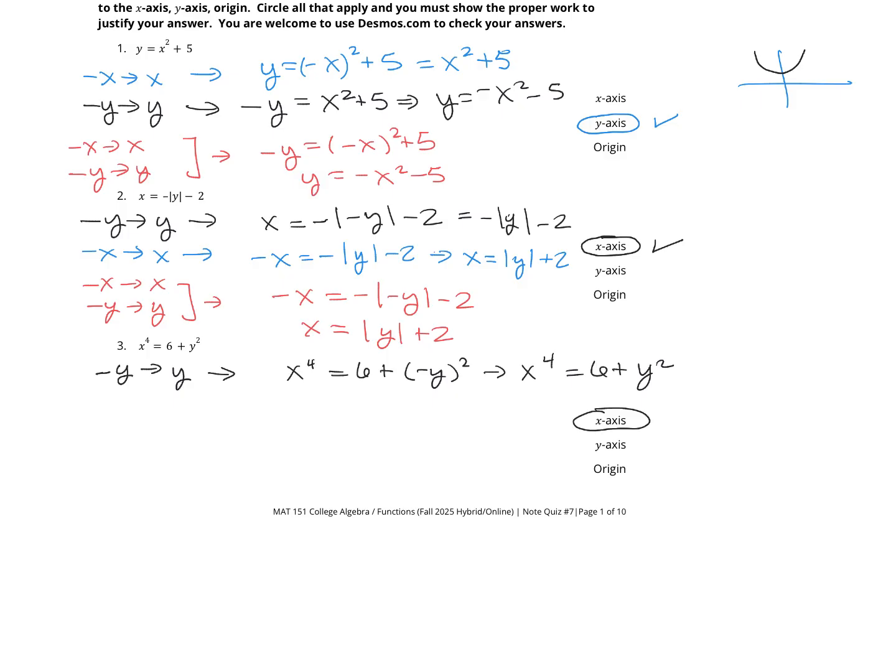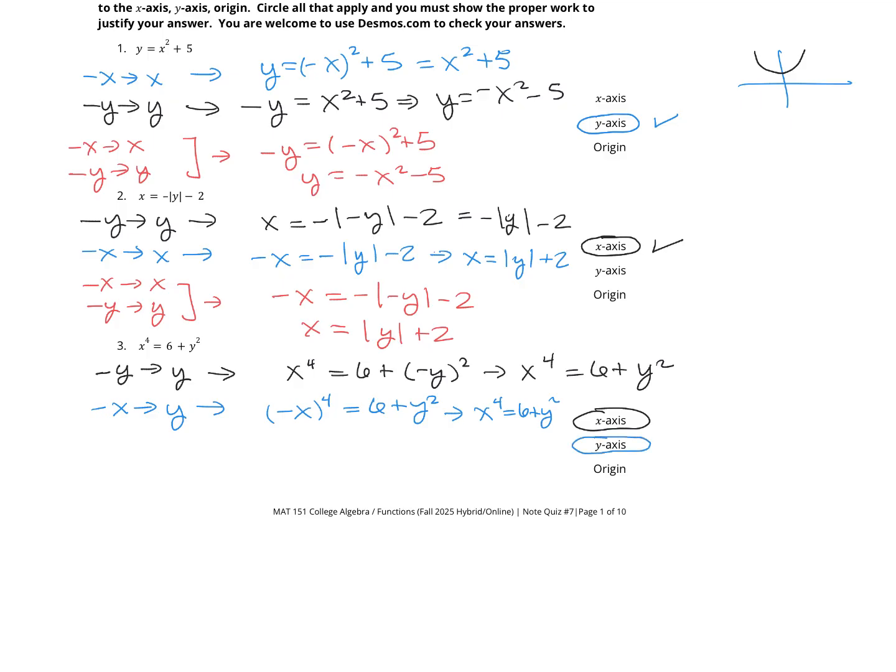Now let's check symmetry over the y-axis. If I substitute in negative x in place of x here, and I still have the 6 plus y squared here, that turns into x to the fourth equals 6 plus y squared, which is again my original. So I'm symmetric over the y-axis.